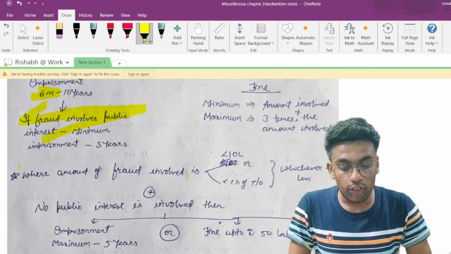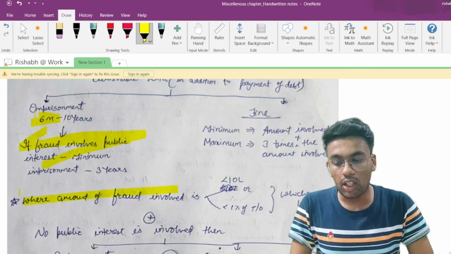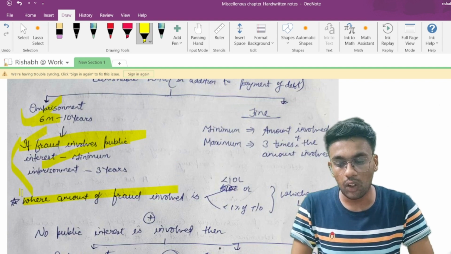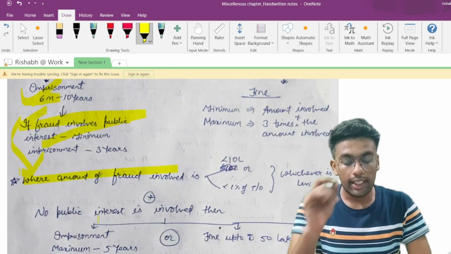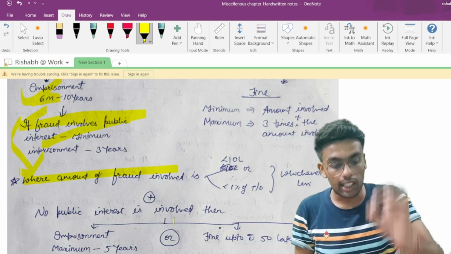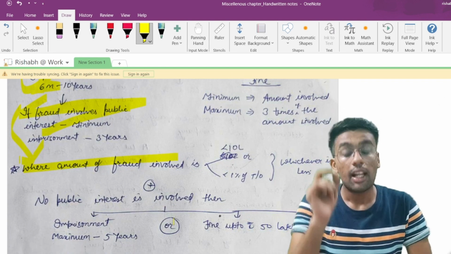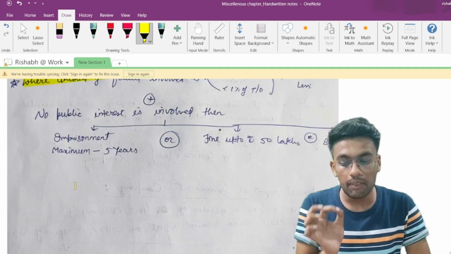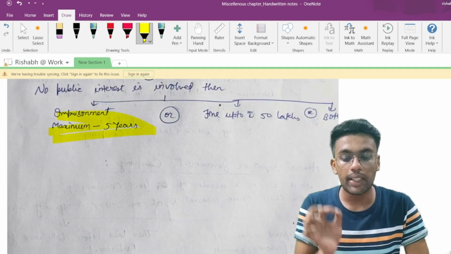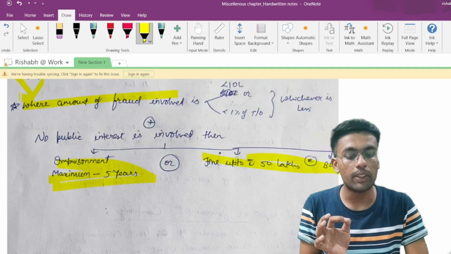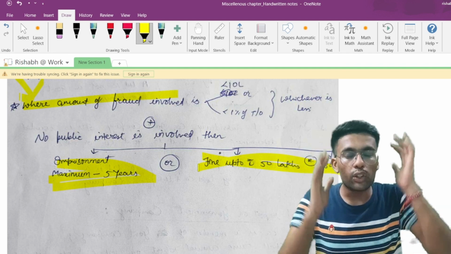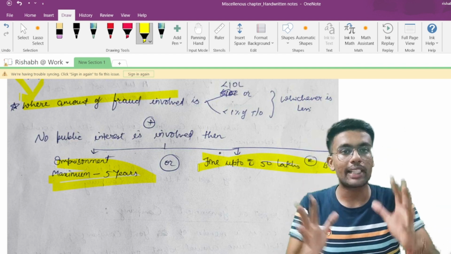Now, here we learned what the penalty is if fraud is committed. If the amount of fraud involved is less than 10 lakh or 1% of the turnover, whichever is less, plus no public interest is involved, then imprisonment would be a maximum of 5 years, or fine would be up to 50 lakh rupees, or both can be imposed. So this was the entire revision of your miscellaneous chapter.